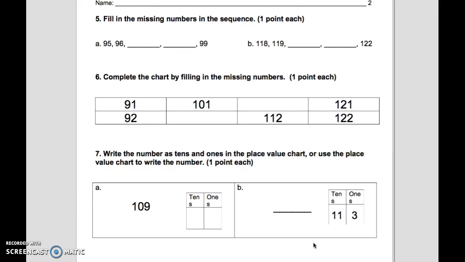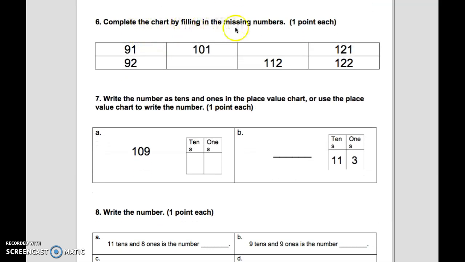The back side now, number 5. Fill in the missing numbers in the sequence. 95, 96, blank, blank, 99. So what numbers should be on the lines? B, 118, 119, blank, blank, 122. So if you need to get a 120 chart in your classroom to help you figure that out, fill it in on the line.